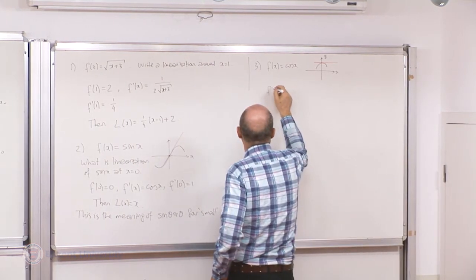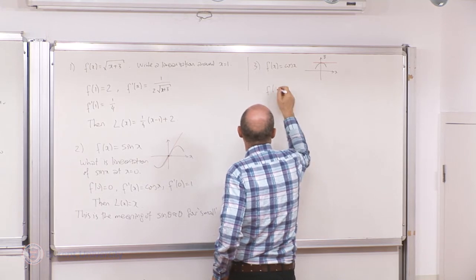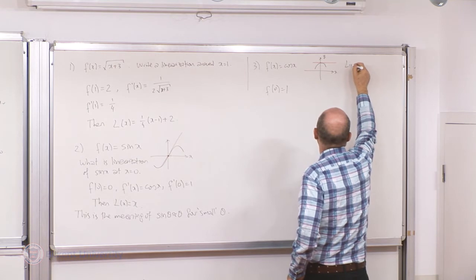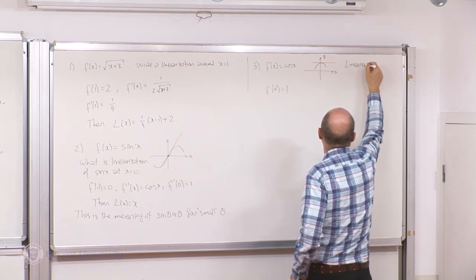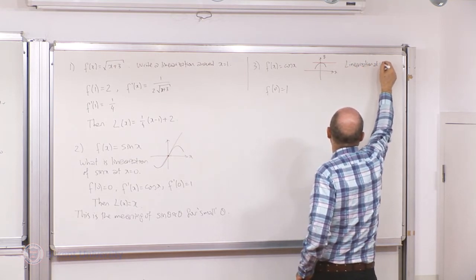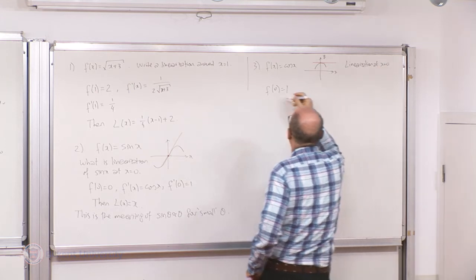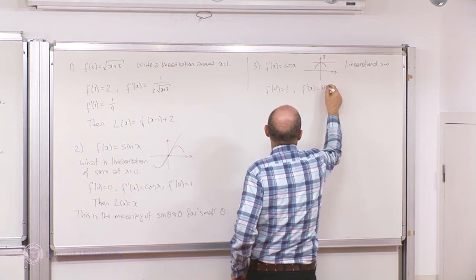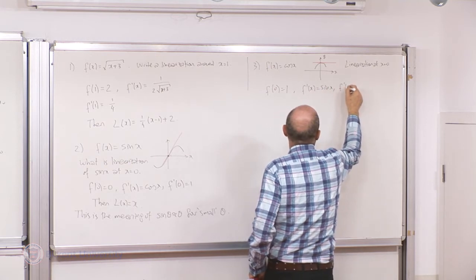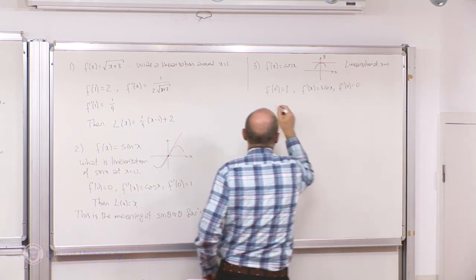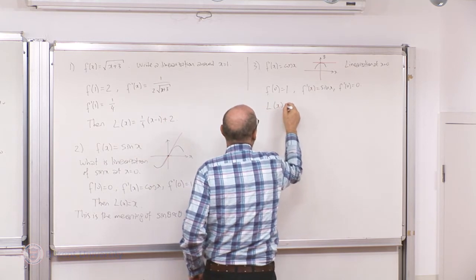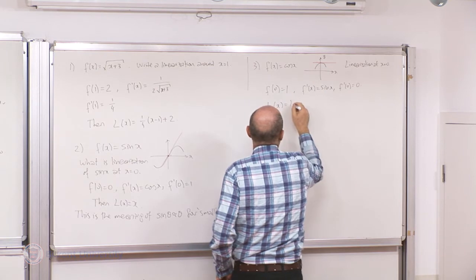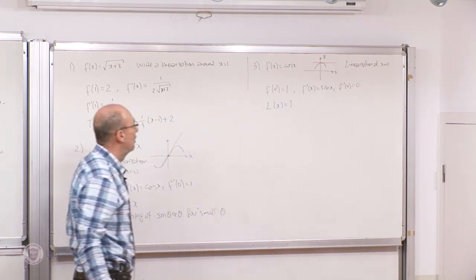Let us check if algebra will also give the same thing. f of 0 is 1. So the question is the linearization at x equals 0. f of 0 is 1. f prime x is minus sine x. f prime of 0 is 0. So L of x is 0 times x plus 1, as expected.